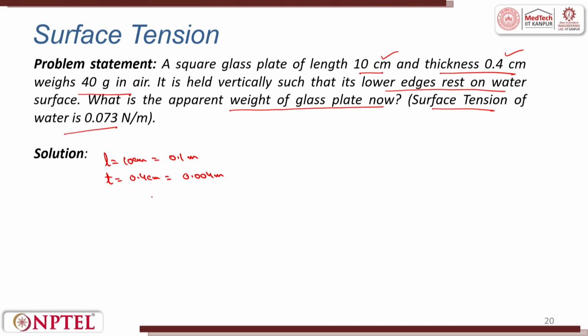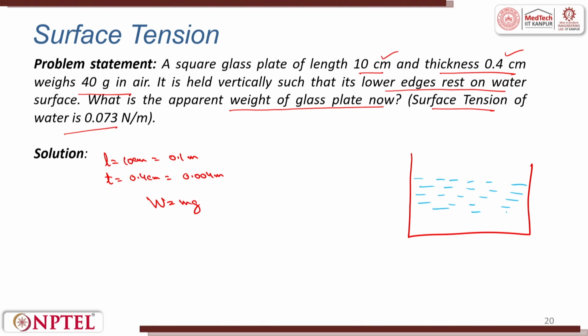Weight of the plate W is equal to mg. What they are telling is there is a liquid contained in a container. In this container, we have a plate kept here of thickness 0.4 and length 10 centimeters.